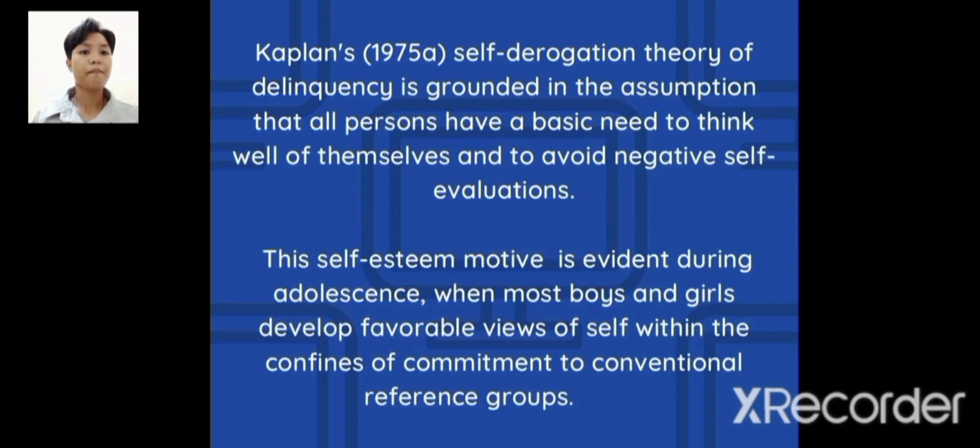Kaplan's 1975 self-derogation theory of delinquency is grounded in the assumption that all persons have a basic need to think well of themselves and to avoid negative self-evaluation.